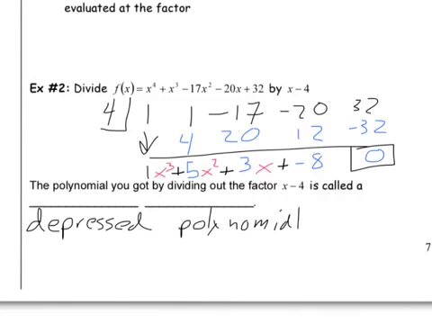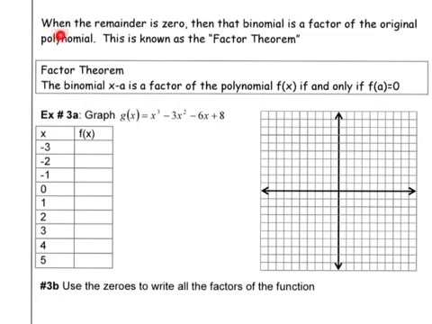This is useful because now we could actually find all of the factors by factoring this thing out as well. And we'll see how to do that later. When the remainder is 0, like the problem we just did, then that binomial is a factor of the original polynomial. Like I said, this is known as the factor theorem.